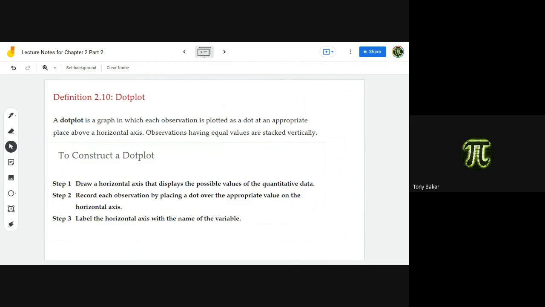Looking at that, what's missing that we've had in every other graph except for the pie chart? We have a horizontal axis. What do we not have? You do not have a vertical axis. Okay? So a dot plot does not need the vertical axis because you would count the dots. It literally is designed to be counting.